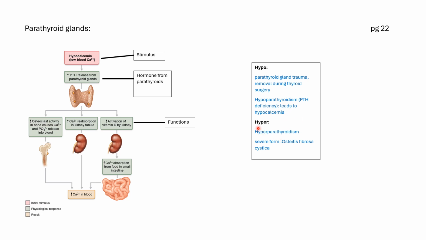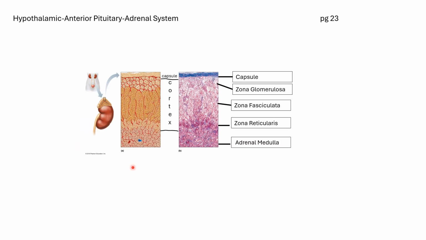And then what will happen in hypersecretion? The condition is known as hyperparathyroidism, and the severe form of the disease is known as osteitis fibrosa cystica. If you look at the X-ray of the people who have this disease, you will see lighter staining spots in the bones because too much bone has been eaten, because there was too much parathyroid hormone causing increased activity of the osteoclasts. Now let's move ahead. This is page 23.